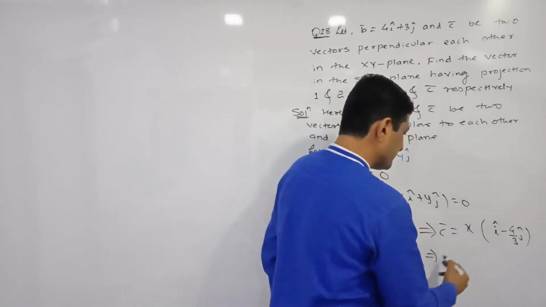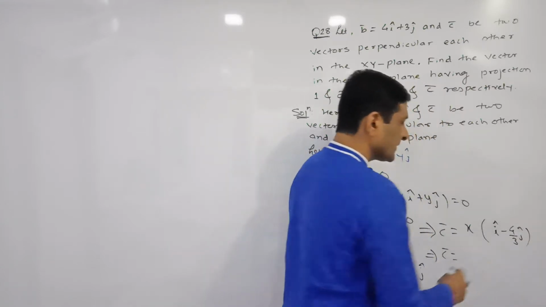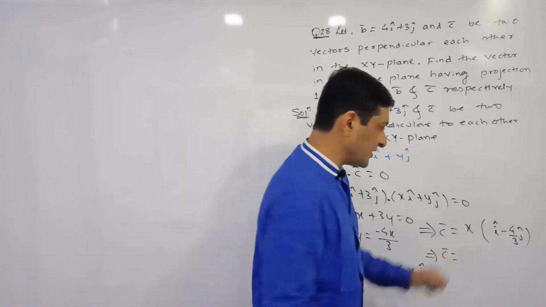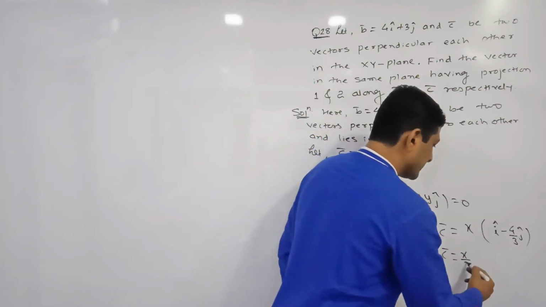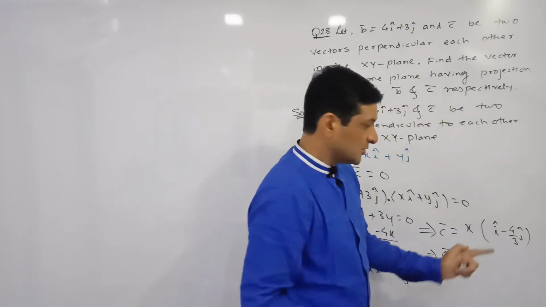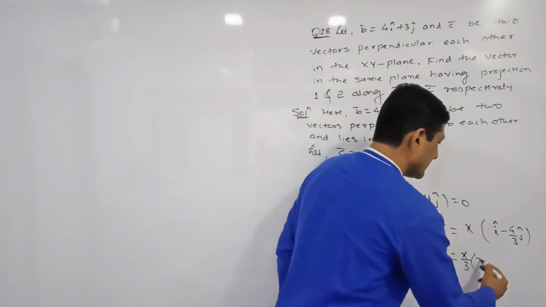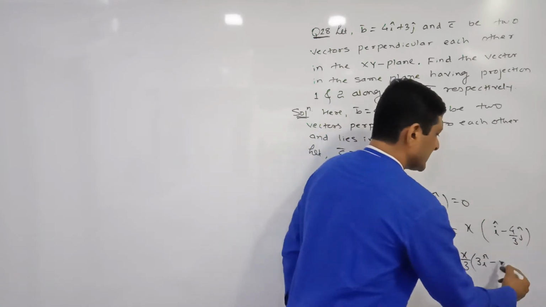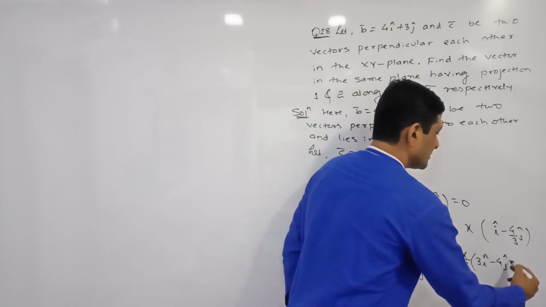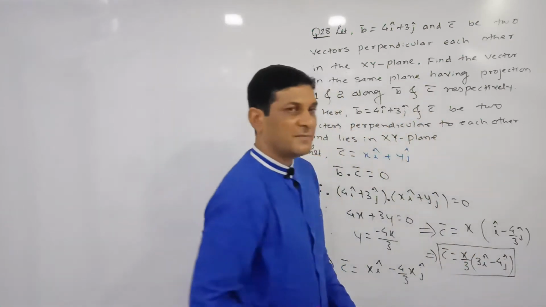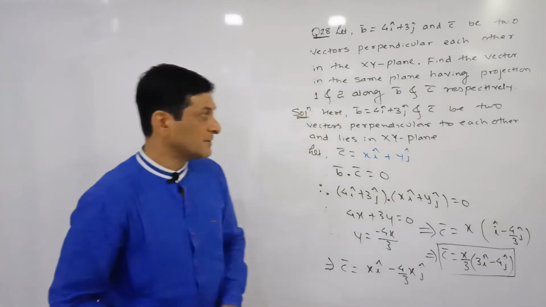This is the value of C bar. Now to eliminate this fraction, I am multiplying by 3 and dividing by 3, so here we will get x by 3. Since I am dividing by 3, I am also multiplying by 3. Multiplying here by 3 we get 3i cap, and multiplying here by 3, the 3 cancels and we get minus 4j cap. In this way we have got the value of C bar.